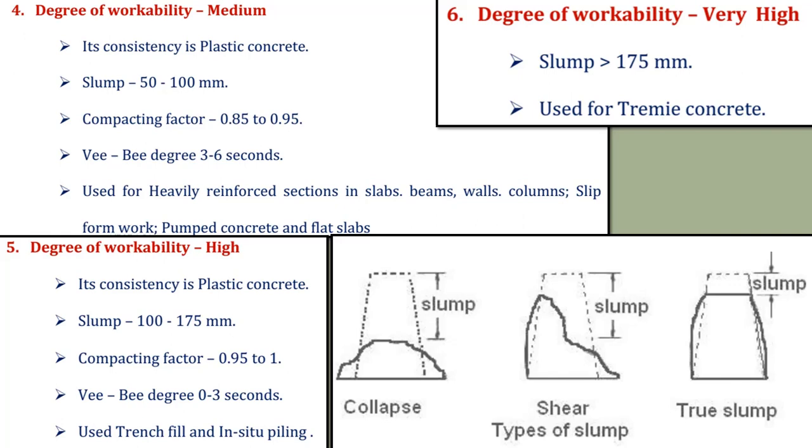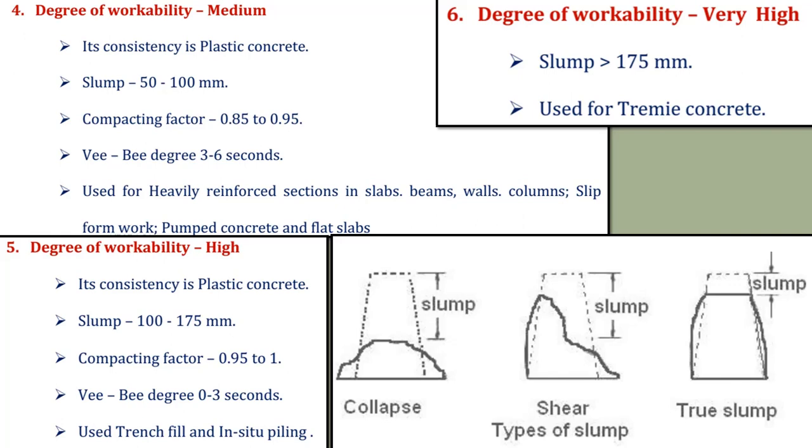Then degree of workability is high. Its consistency is again plastic. Slump is 100 to 175, compacting factor 0.95 to 1. VB degree is 0 to 3 seconds, used for trench fill and in situ piling. Then degree of workability is very high. Its slump is greater than 175 mm, used for tremie concrete. Tremie concrete means concrete used under water; concreting under water is tremie concrete.